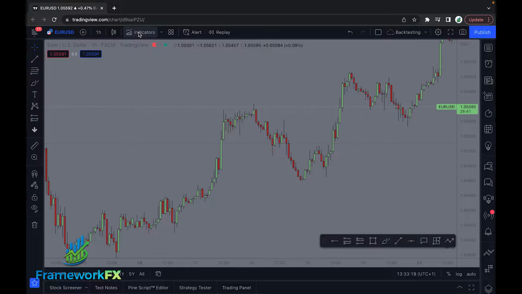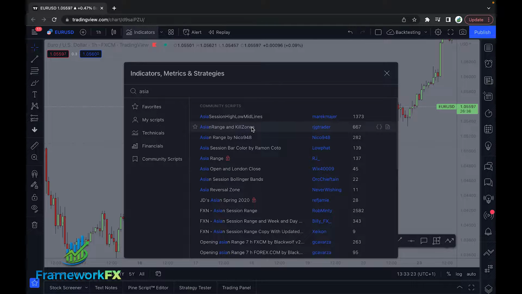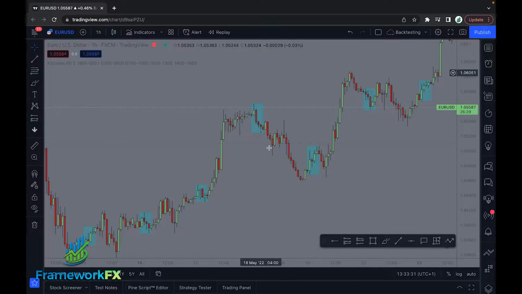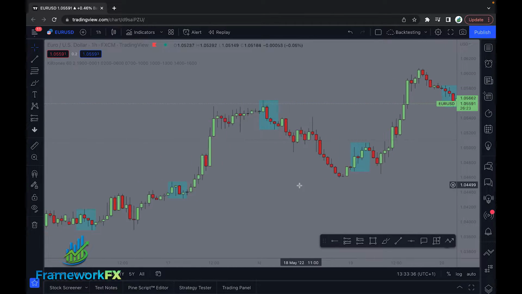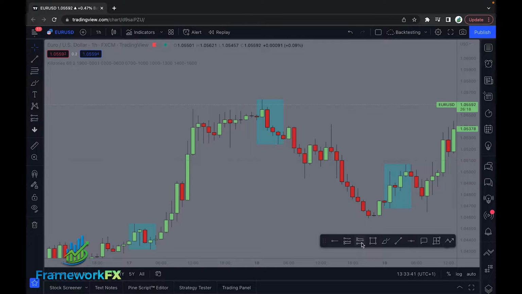So the first thing you want to do is come up to indicators and click on that. Just type in Asia, and it's the second indicator down, Asian Ranging Kill Zones by RJG Trader. If we click on that, it brings us up here, and as you can see, we have these little boxes. I'm just going to describe the strategy really quickly before I show you the results, there might be winners or losers here. It's not exactly the Asian session, let me just put it that way, but this is the indicator I've used to back test so I can give you the results accurately, okay?